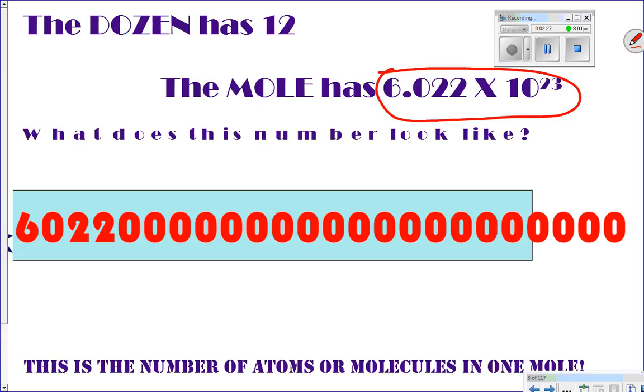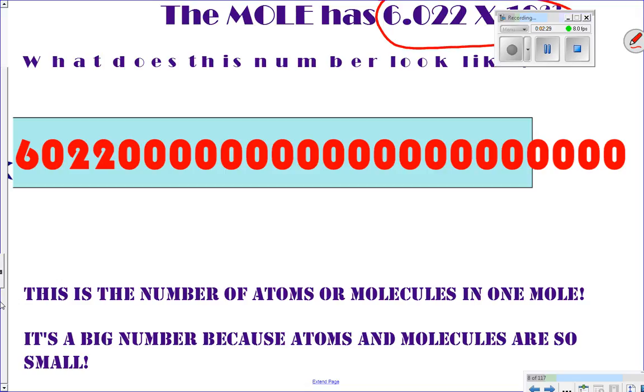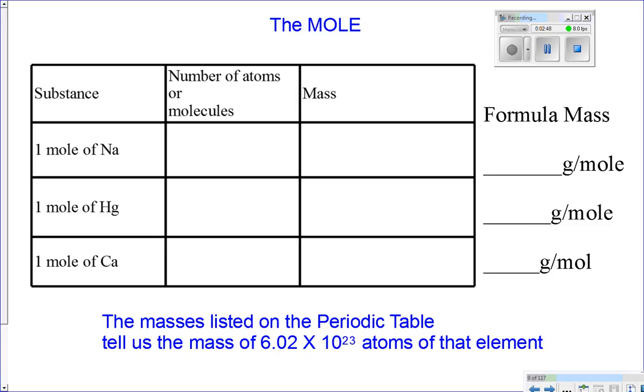So this is the number of atoms or molecules that you would have in 1 mole. Just like a dozen means 12 items, a mole means that many particles, and it actually can mean atoms or molecules. This is a really big number because atoms and molecules are so small in size, so we have a large quantity of them. So if we have a mole of any given element, this is how many atoms or molecules of that element we have. In this case, these are all just single atoms.